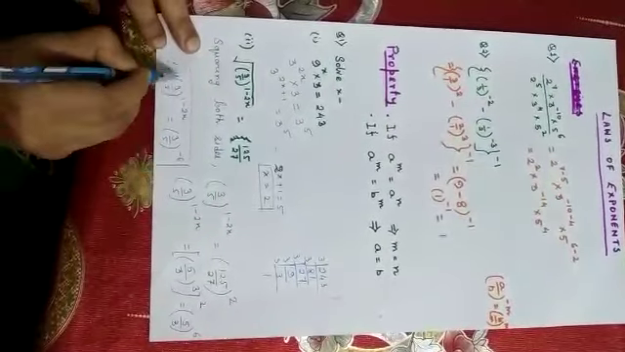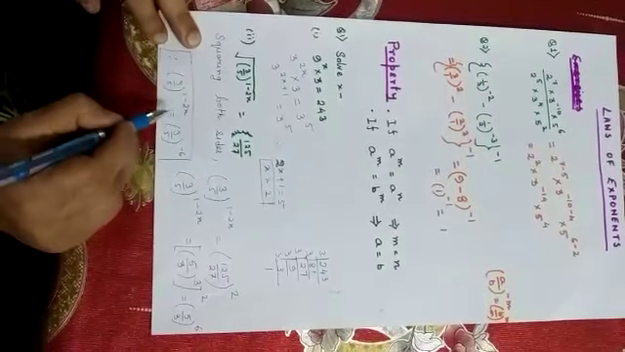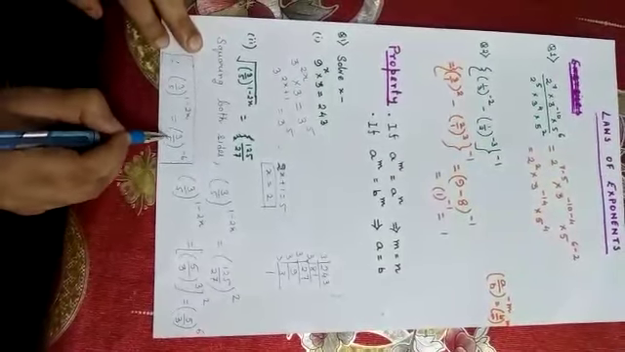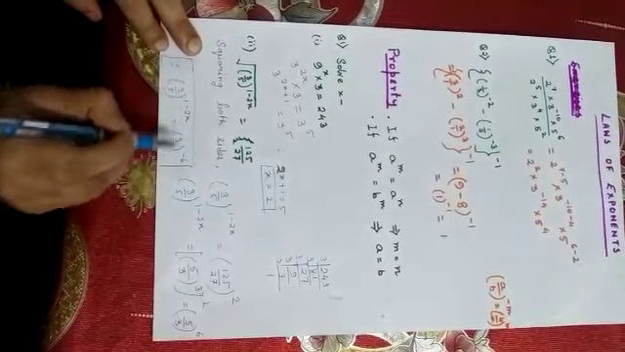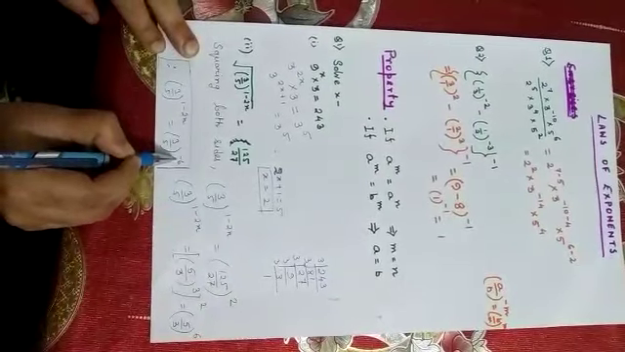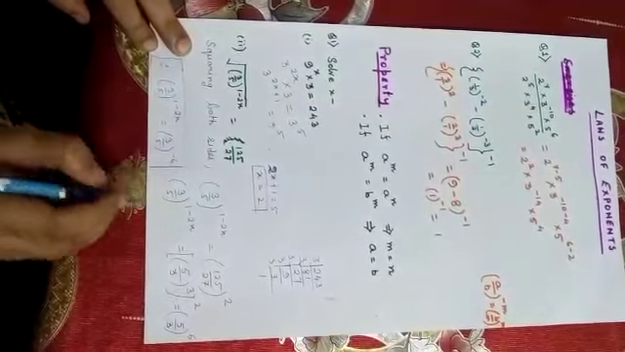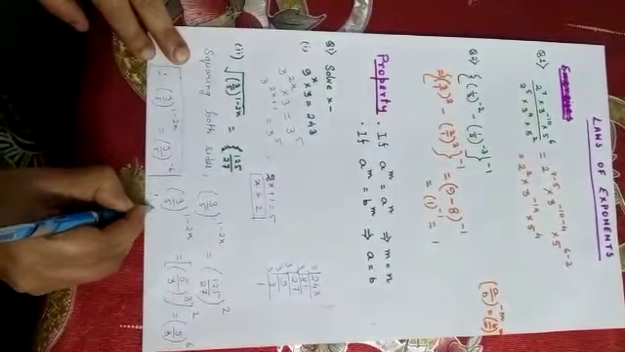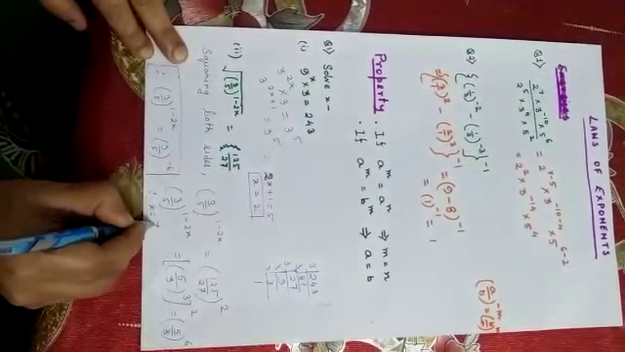Now from this, can we find the value of x? Bases are same, so we can say that the powers are also same. 1 minus 2x equal to minus 6. इसके बाद आप लोग खुद सॉल्व कर सकते हो. While you are solving it, you can find x equal to 7/2.